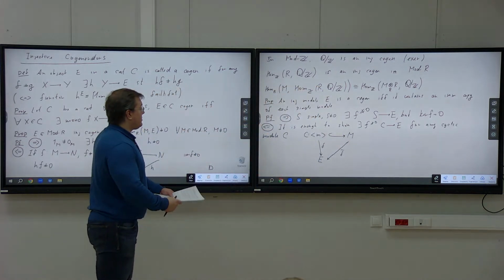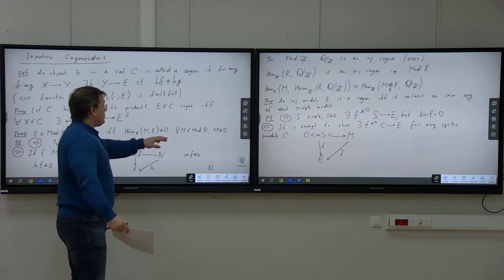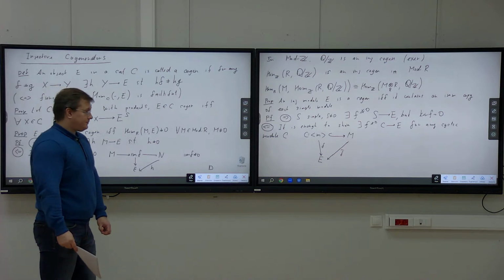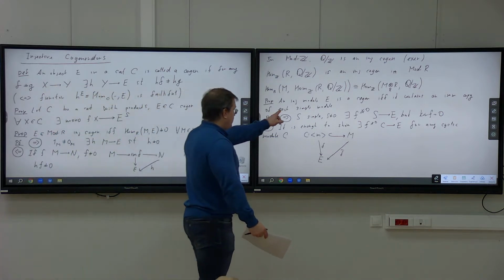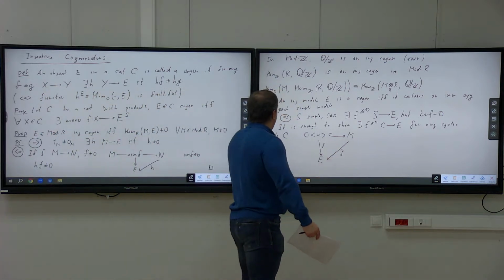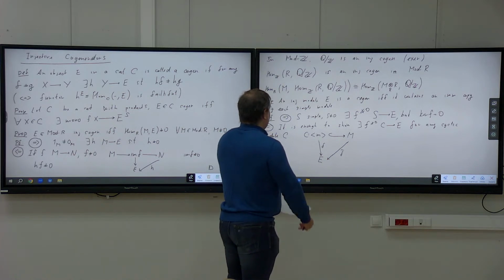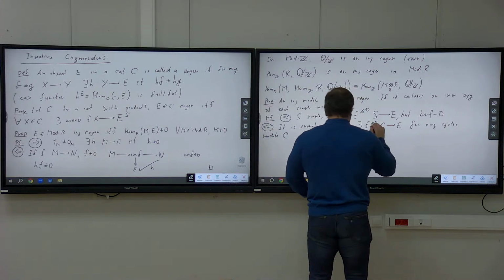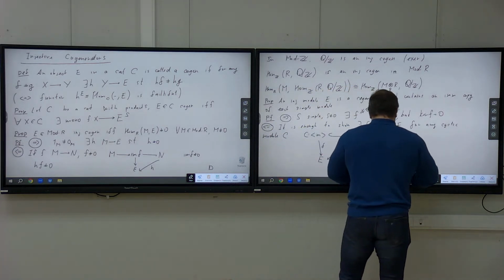So if we know that this Hom is non-zero for any cyclic non-zero module, then we know that this Hom is non-zero for any module. Of course, assuming that module E is injective. That's what we use here. But for cyclic modules, this is easy.